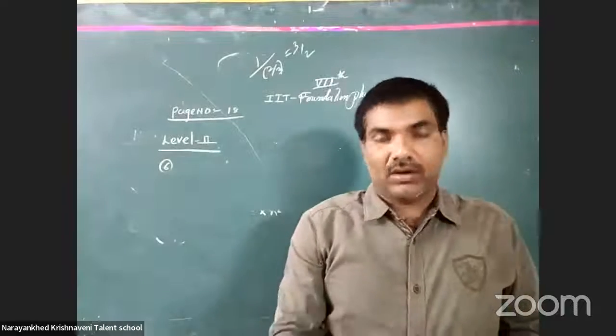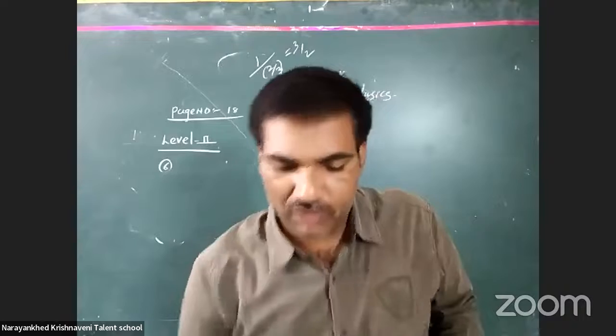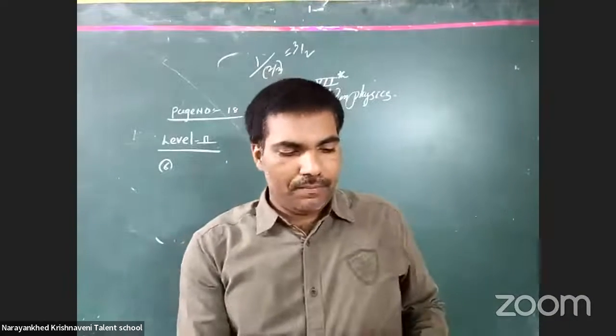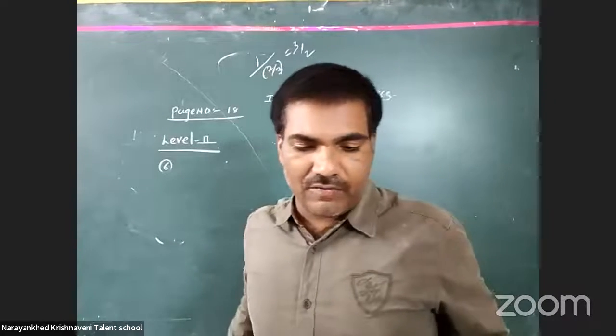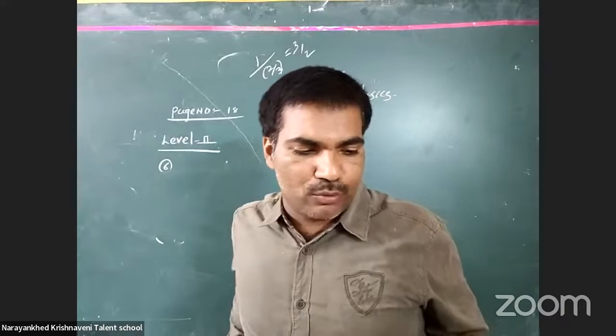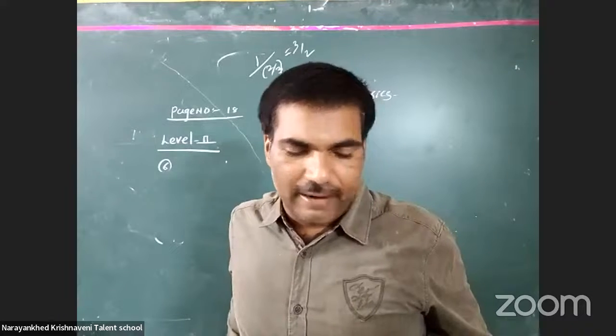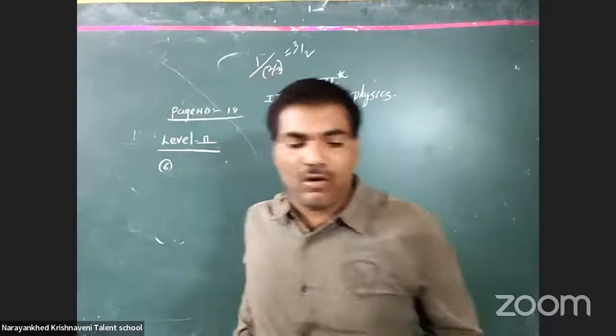Seventh one. A screw has a pitch equal to 0.5 mm. What should be the number of divisions on its head so as to read correct up to 0.001 mm with it held? Okay, once again I repeat it for all the students.